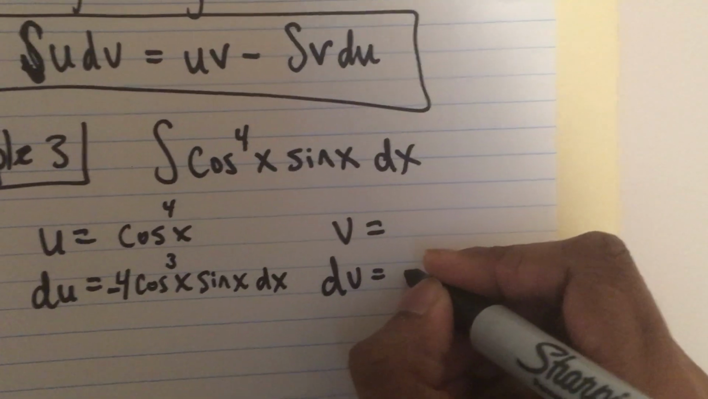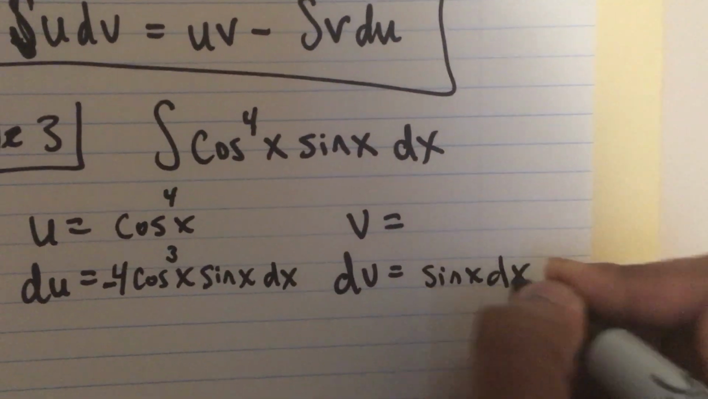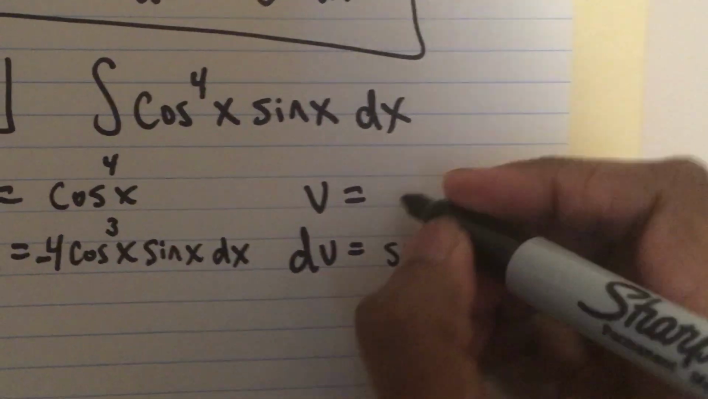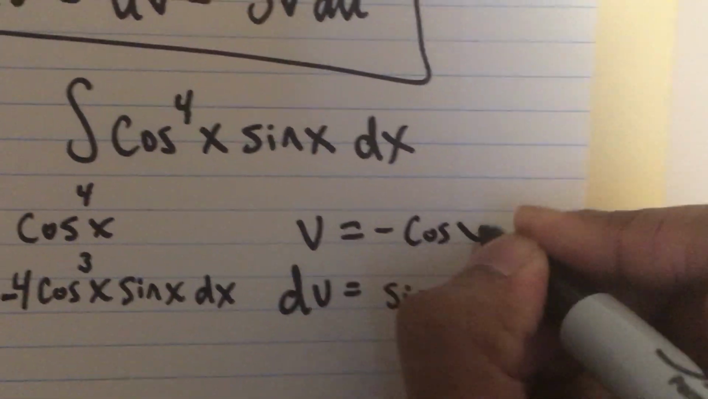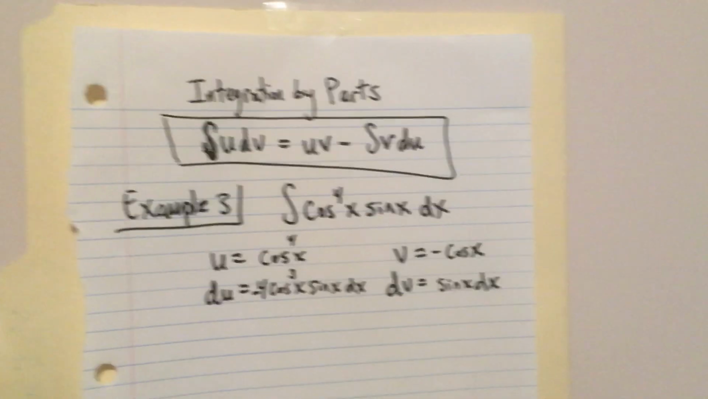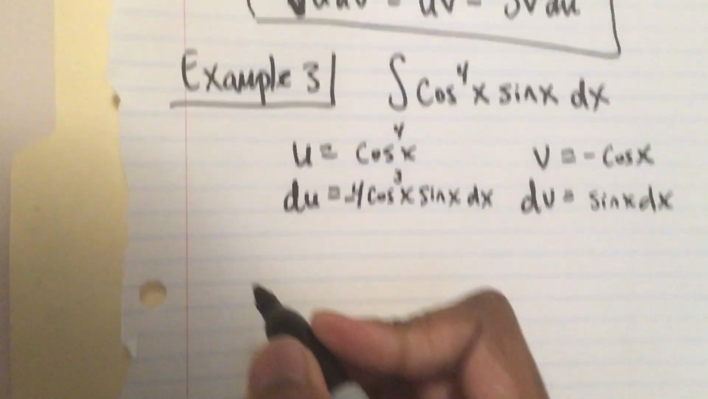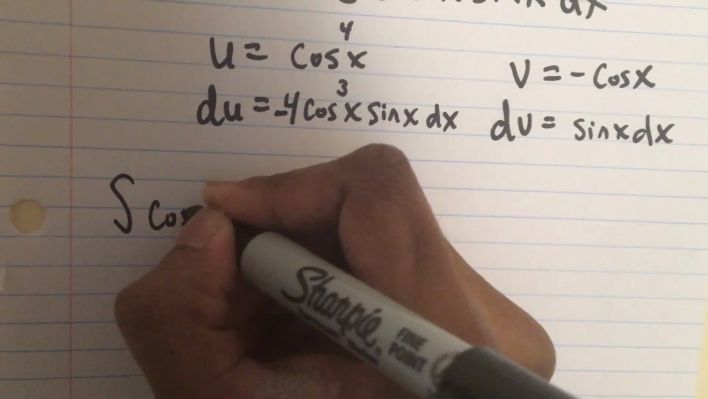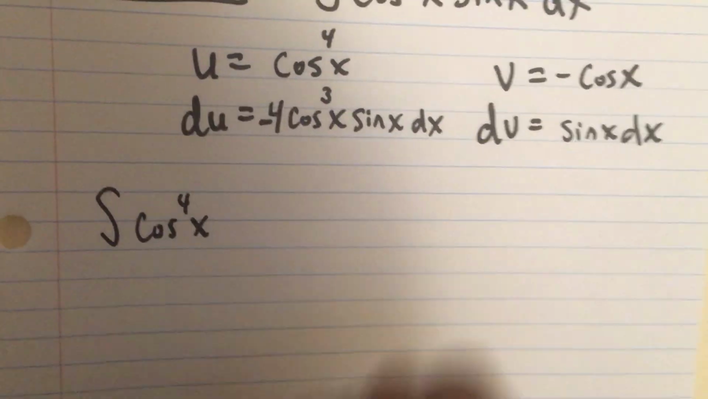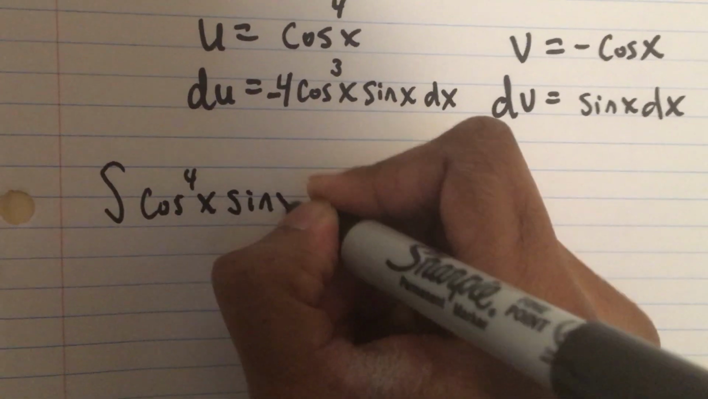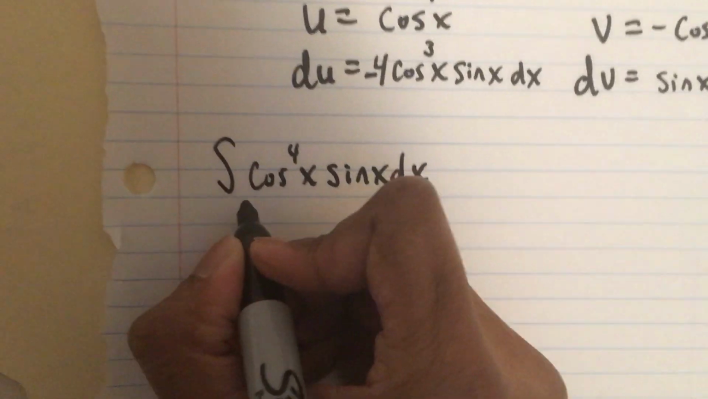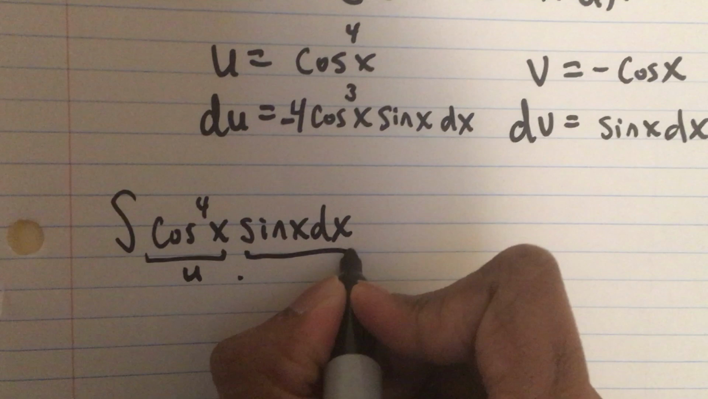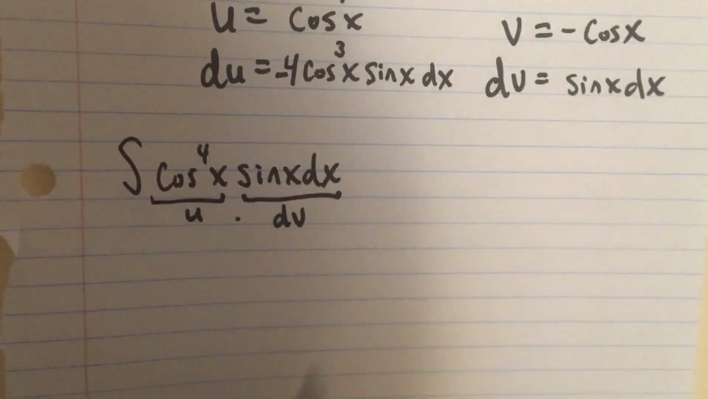That means sine x dx is dv. When I take the integral, v is going to be negative cosine x. I'm going to keep the original function the way it is. So cosine x to the fourth power, sine x dx. I have u times dv.